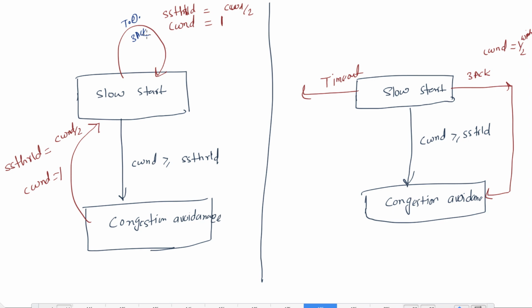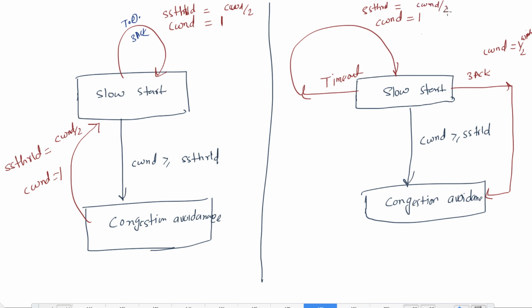Then you always go to slow start, where your congestion window will be 1. But in this case, the congestion window will be half of the current window, and you go to the congestion avoidance phase in case of three ACKs. But what if you get a timeout? If you get a timeout, there is a self loop: you go to the slow start as earlier, the congestion window size is 1, and your threshold is the current congestion window size divided by 2.